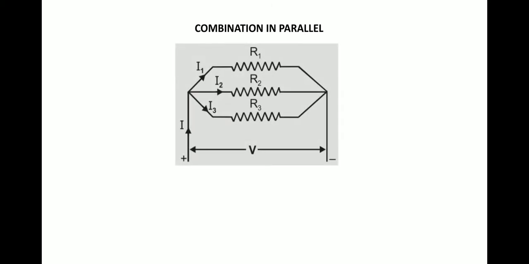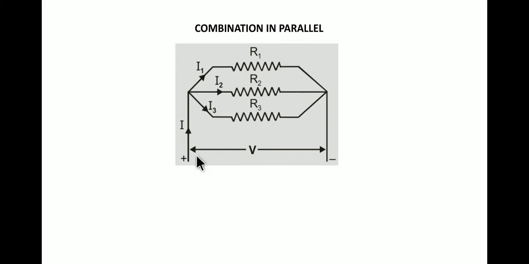Combination in parallel. So what will happen if the resistors are connected in parallel? Parallel means we know the parallel lines. So over here, let's look at the circuit. R1, R2 and R3 are connected in parallel. They seem like they form parallel lines. Their terminals are connected over here with the battery. This is marked plus, and this is marked minus. The potential difference between plus and minus is taken as V.